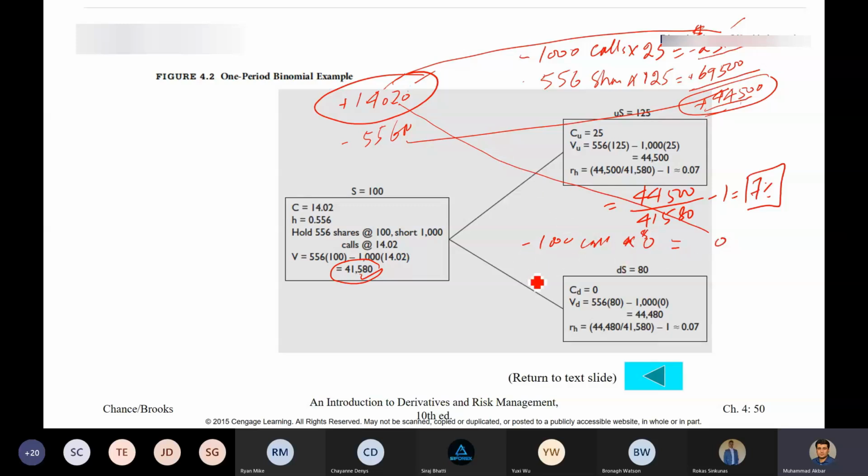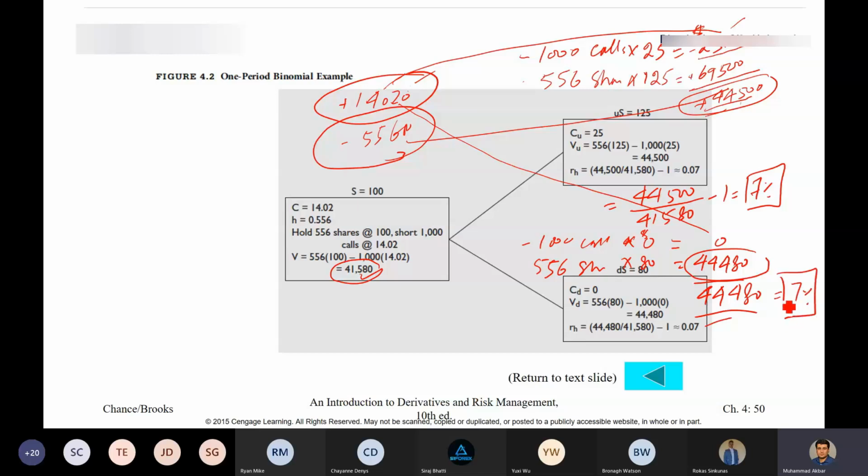However, this gain is offset by the loss on the shares because you purchased 556 shares at the rate of 100 and they are worth 80 now, which is equal to an amount of 44,480. So you are making a loss here on the shares because you purchased them for 55,600 and they are worth 44,480. The net result is that your value of portfolio is 44,480, which again is approximately equal to a 7% rate of return, the risk-free rate.